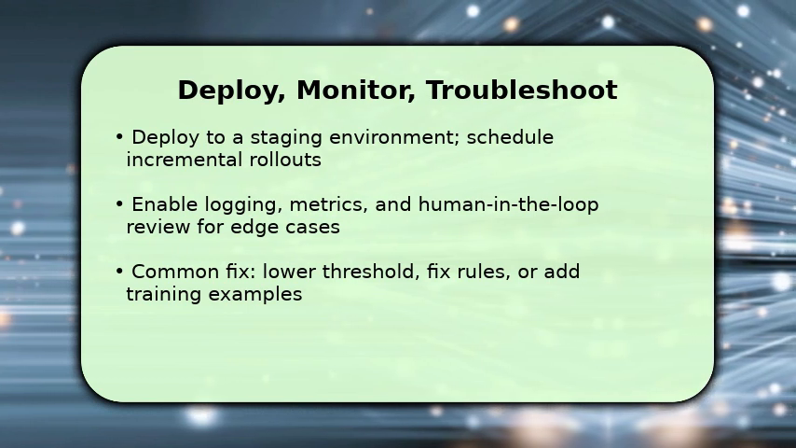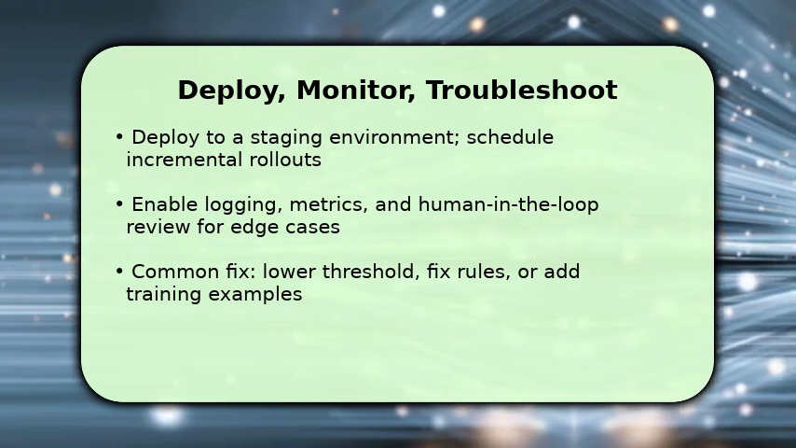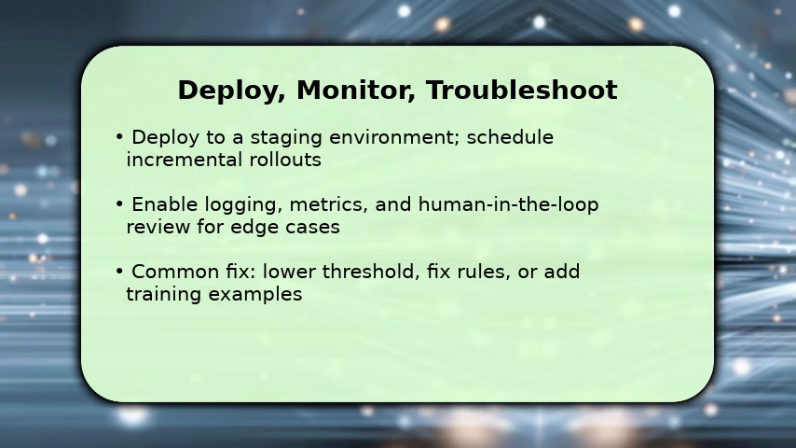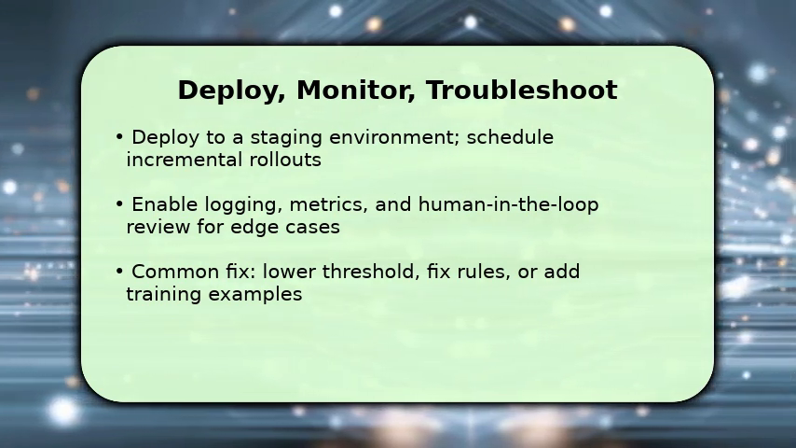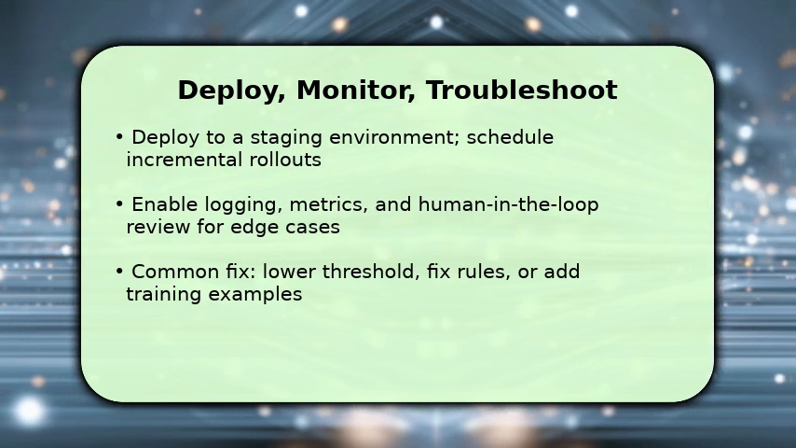If things go wrong, start by lowering the confidence threshold, correcting or disabling problematic rules, or adding targeted training examples. This triage quickly restores accuracy while you diagnose root causes.